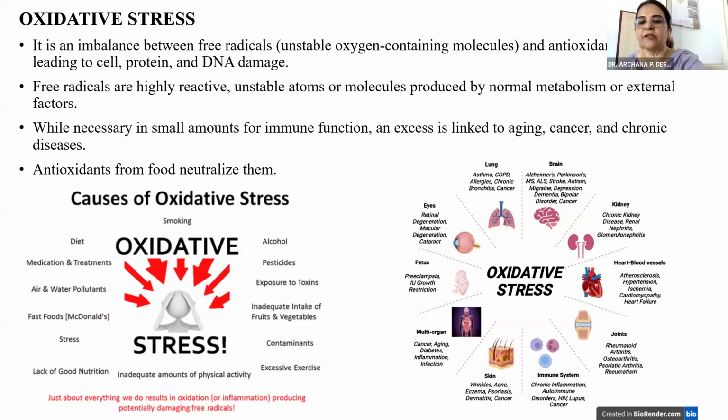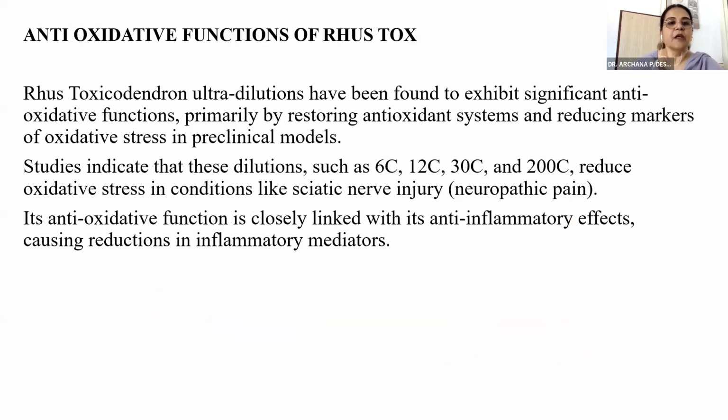What I am highlighting is the skin, immune system, and the joints. Please go through that because that is the preferred action of Rhus Tox. That's why I'm asking you to go through that. The next slide, please. So the antioxidative functions of Rhus Tox are found to be effective in neuropathic pain by restoring the antioxidant systems and reducing the oxidative markers, and it's closely related to the anti-inflammatory effects.